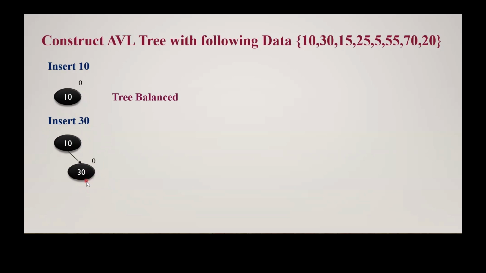Once the node is inserted, after that we have to calculate the balancing factor. The 30 node is a leaf node, so its balancing factor is 0. Now we have to calculate for 10. For 10, the left subtree height is 0, the right subtree height is 1. 0 minus 1, so it is -1. After that we have to check whether the tree is balanced or not. The tree is balanced because the factors are in the range of 0, 1 and -1.